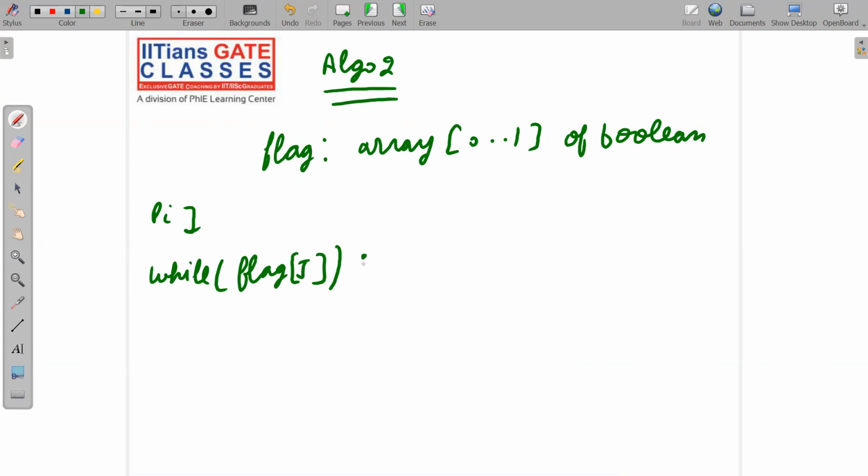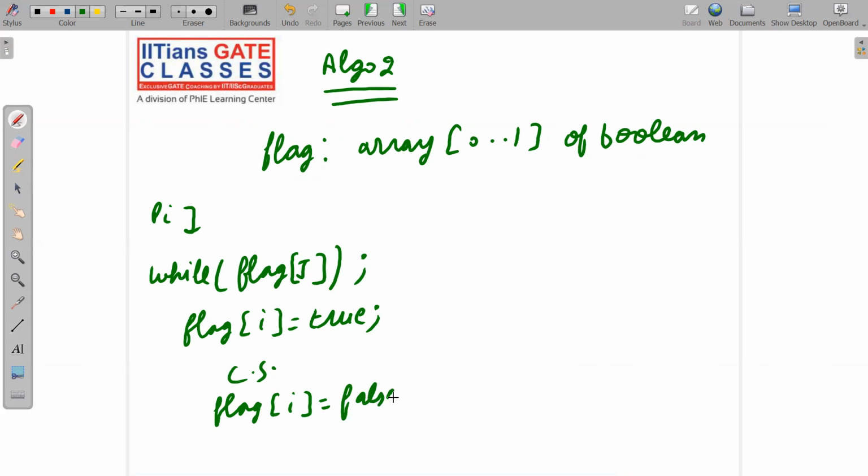While flag J, flag I is equal to true. And then CS. And then flag I is equal to false. Okay, that is the code of PI. And then we will have remainder section and all. That is of no use for us.